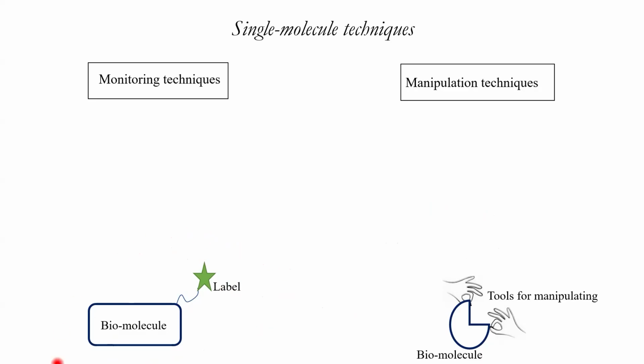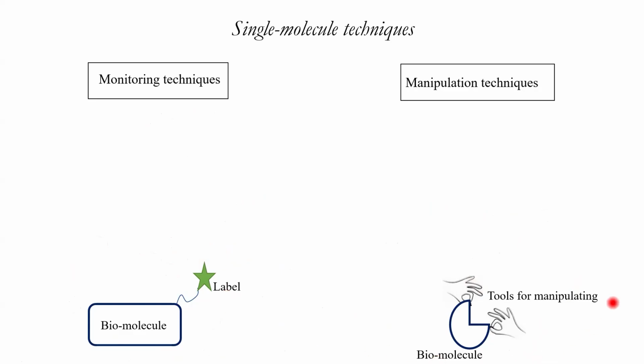Now if you want to monitor single molecules, the two commonly used methods are called fluorescence spectroscopy, and the other is called force spectroscopy. The one is called a monitoring technique. In this you label a molecule with a fluorophore. Fluorophore means a molecule that fluoresces. You know what a chromophore is, right? Something that absorbs. Fluorophore means something that fluoresces.